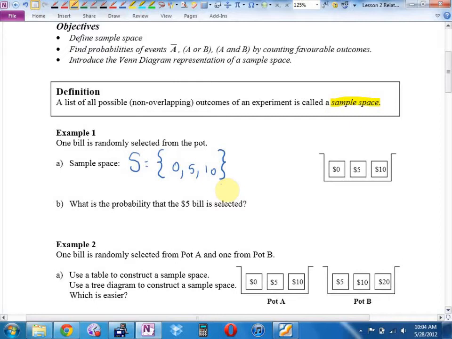And I said to you the other day that we all have a basic, innate understanding of probability, but it's lousy. It only gets us so far. It does get us this far. What's the probability that a $5 bill is selected? How many $5 bills are there in the pot? Out of? Okay, that's correct.